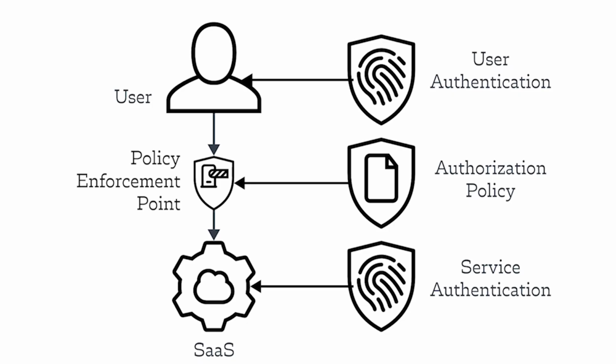Let's sum up where we are so far. An authenticated user is authorized by an authorization policy to have an interaction with an authenticated service. And there is no interaction unless it is authorized by a policy, because Zero Trust is denied by default.